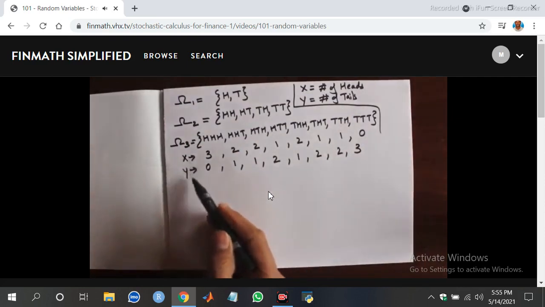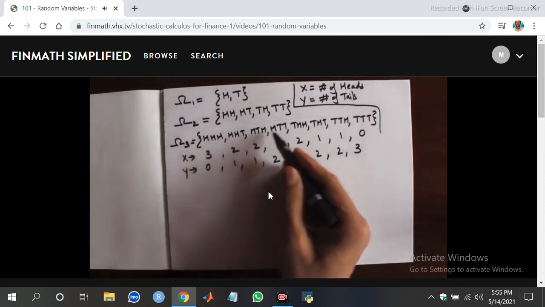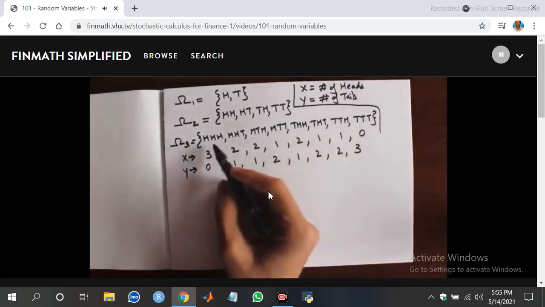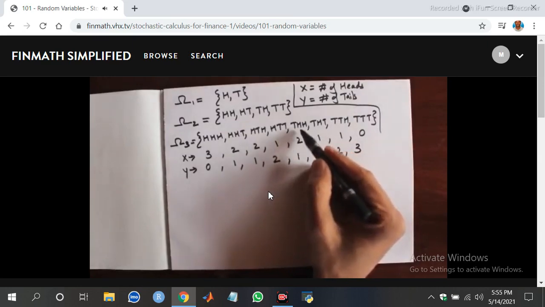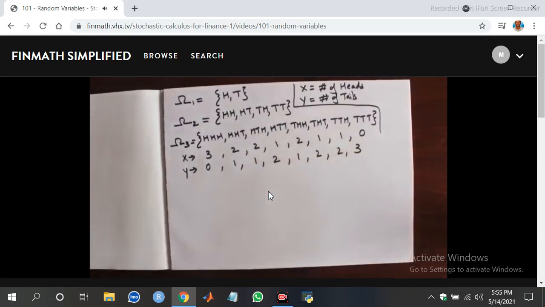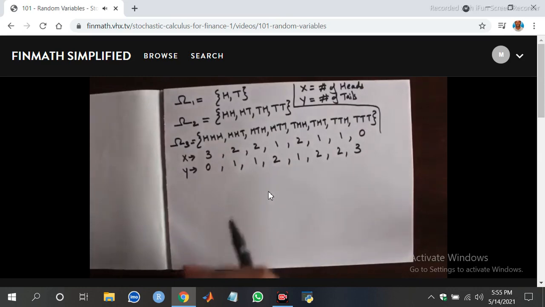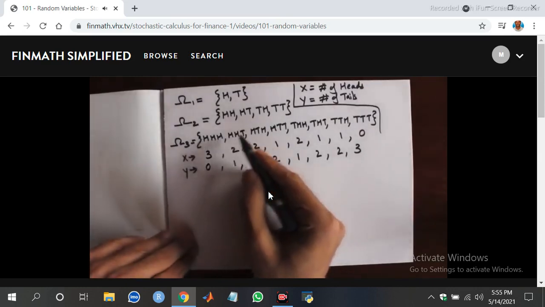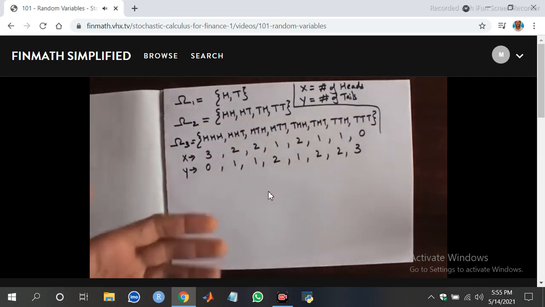Now this is a random variable because obviously the value depends on the outcome of our 3 coin tosses. So if the 3 coin tosses were tail, head, head, the value of x would be 2 and y would be 1. So now we can define what a random variable is. A random variable is a real valued function that takes an outcome of our sample space and gives it a real value.